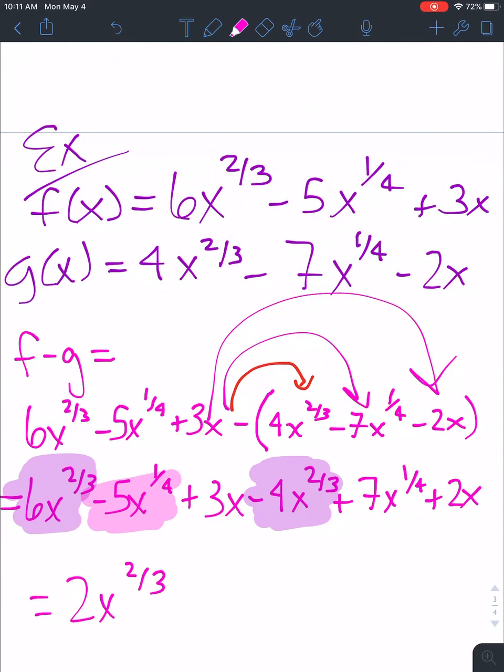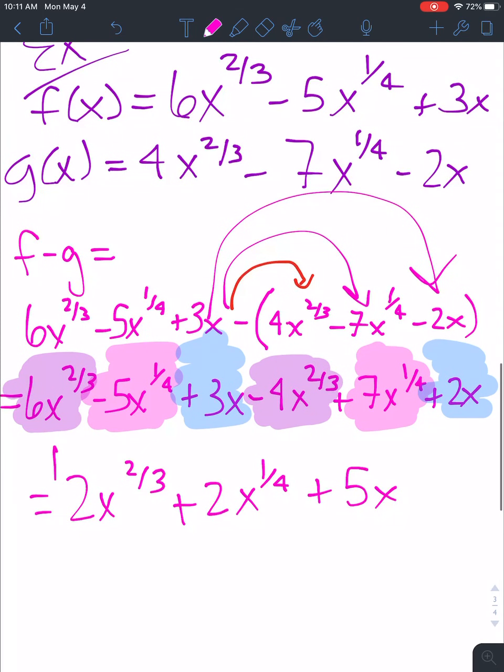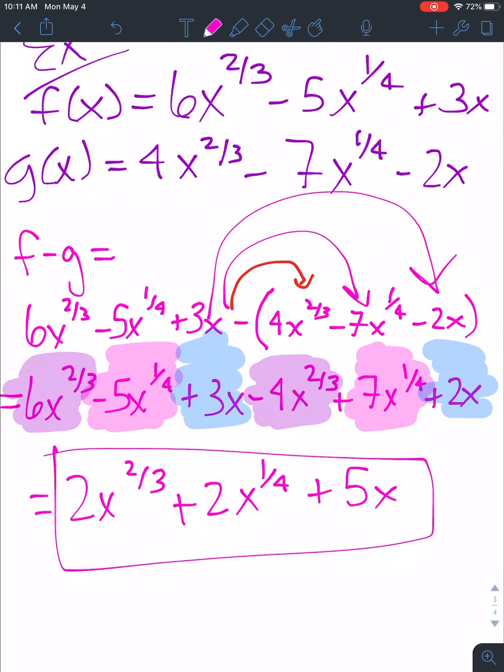Here I have a negative 5x to the 1/4, and then a plus 7x to the 1/4. Negative 5 plus 7 gets me a plus 2x to the 1/4. And last but not least, 3x plus 2x. 3 plus 2 is 5, so we have plus 5x at the end. So our final answer would be 2x to the 2/3 plus 2x to the 1/4 plus 5x.